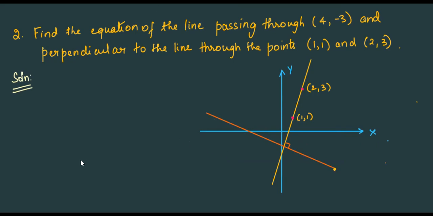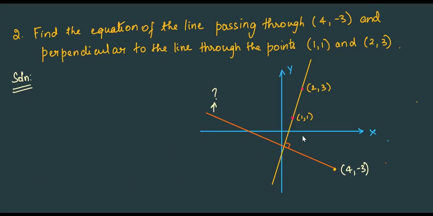Now, so how to do this? We want to find the equation of this line. What is known to us is that it passes through the point (4, -3). What do we need to find? One more condition. We know it is passing through a point. If we can find the slope of this line, then we can use the point-slope form to get the equation of this line.